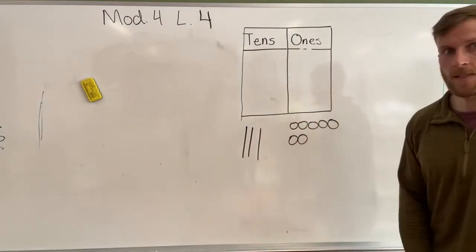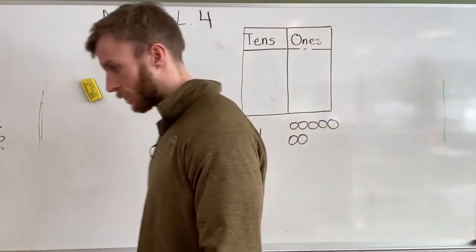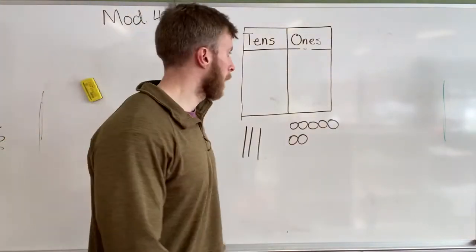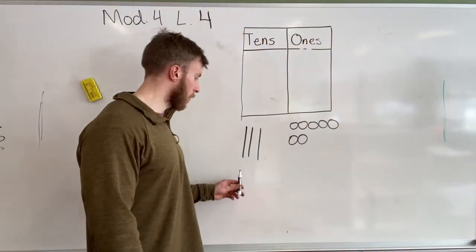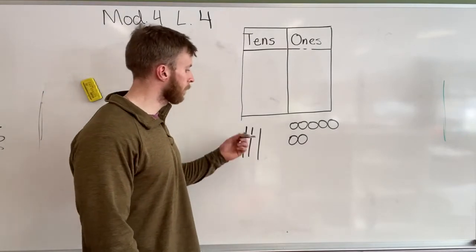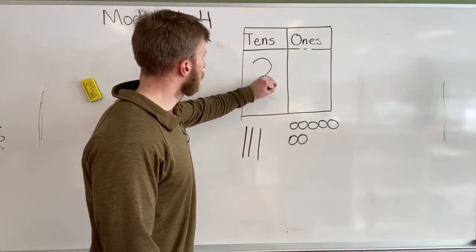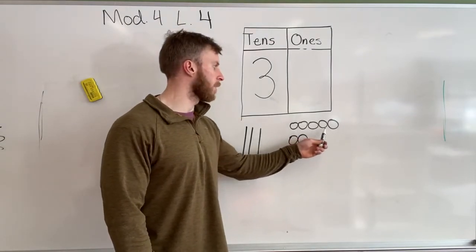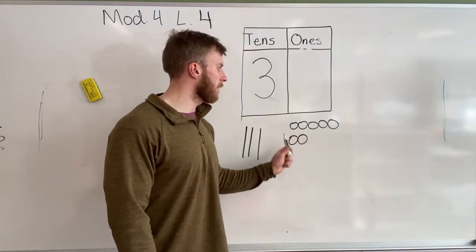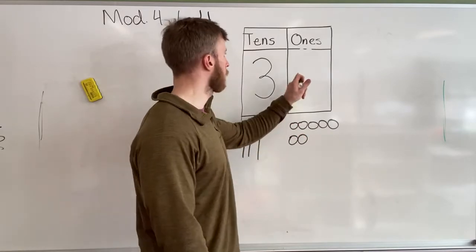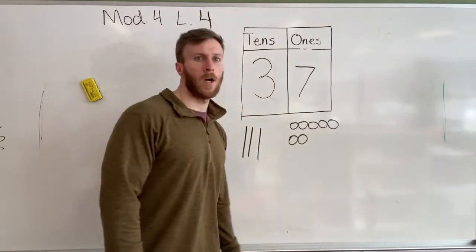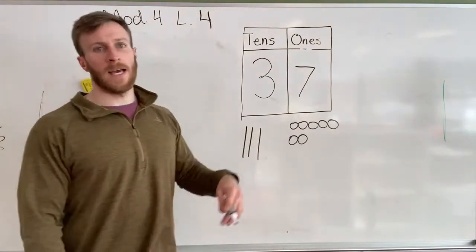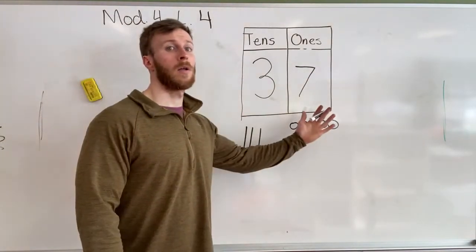All right, there is our first picture. So, how many tens do we have? Count with me. 1, 2, 3. 3 tens. How many ones do we have? 1, 2, 3, 4, 5, 6, 7. 5 plus 2 equals 7. 7 ones. So we have 3 tens and 7 ones, and that makes the number 37.